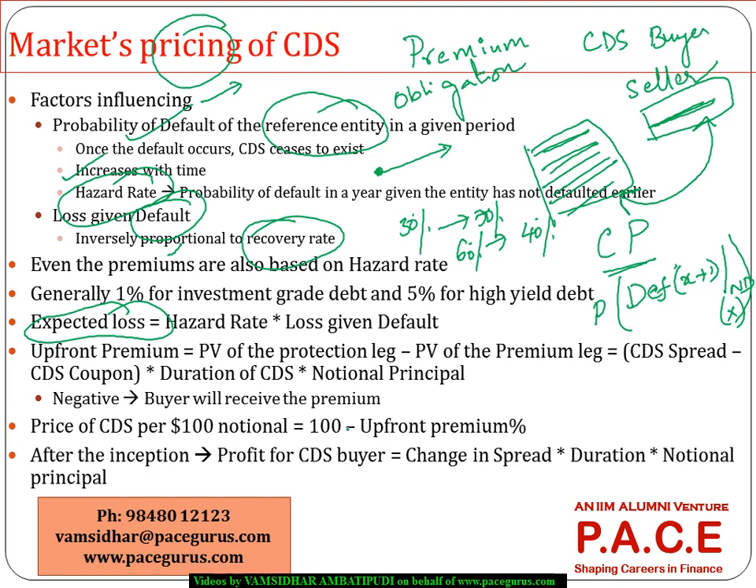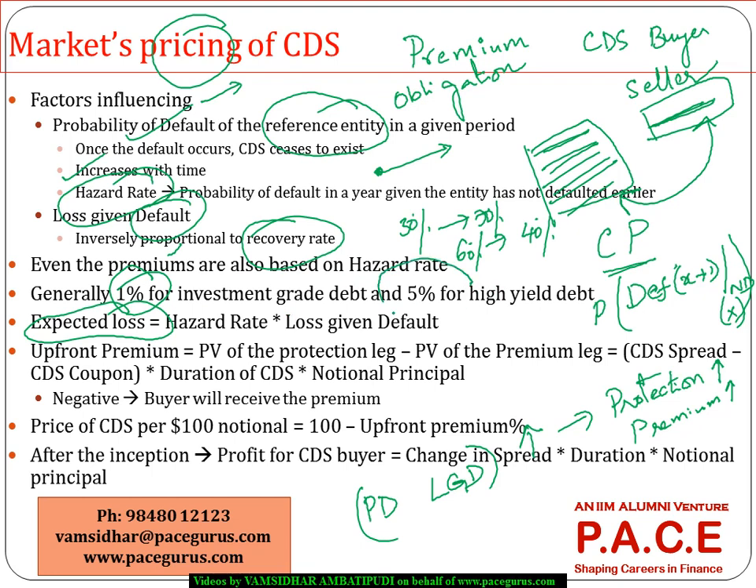So if we see, based on the probability of default as well as loss given default, if both these things are higher, the chances of protection having to be paid are very high. So probably the premium that needs to be charged should typically go up. What we generally see in the market is that the premium is around 1% of the notional principal for investment grade debt, whereas for junk bonds or high yield bonds, the premiums are charged somewhere around 5% of the notional principal per year.